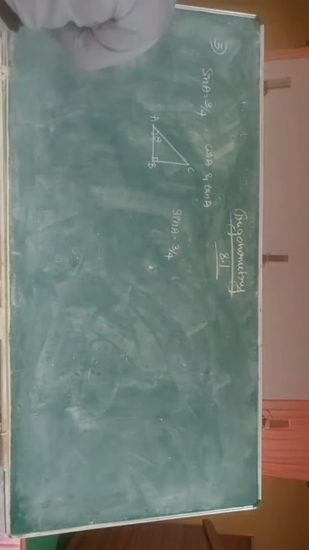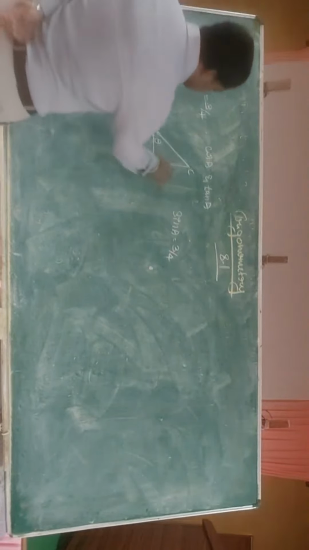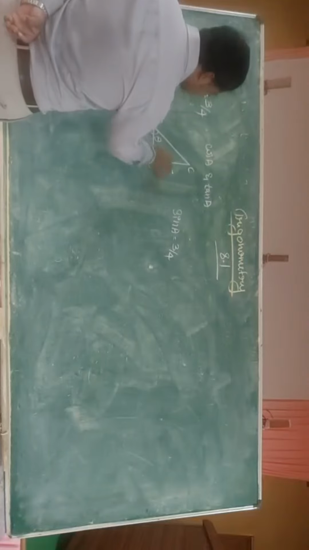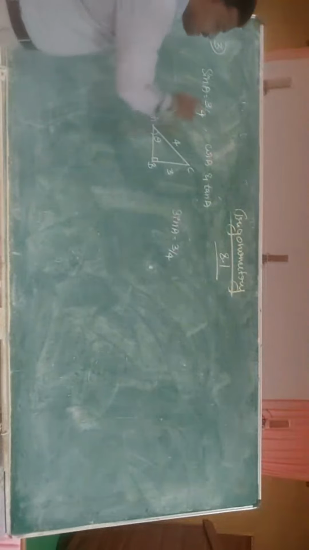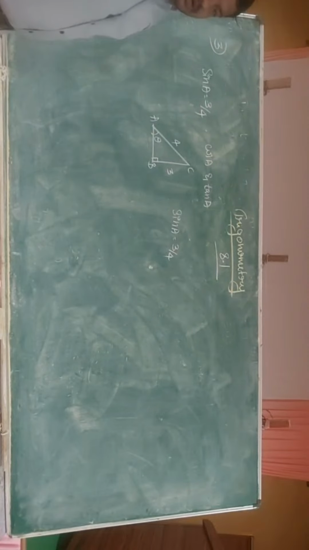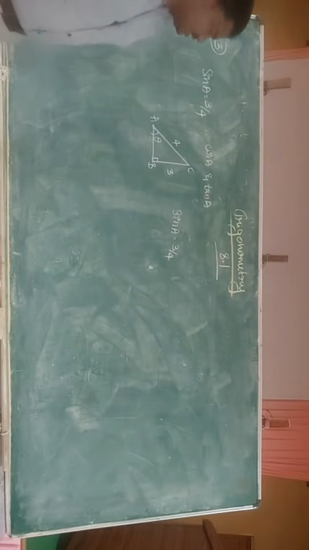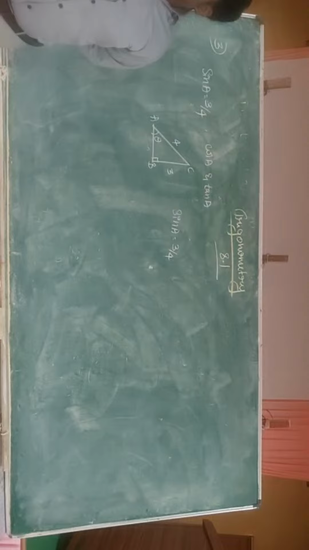How to define sin? Sin is opposite upon hypotenuse. So here is opposite, right? Opposite upon hypotenuse. And we are asked to calculate cos A and tan A. How to define cos? Cos A is equal to adjacent upon hypotenuse, but adjacent is not there. Again, with the help of Pythagoras theorem, we can calculate one more side of the triangle.